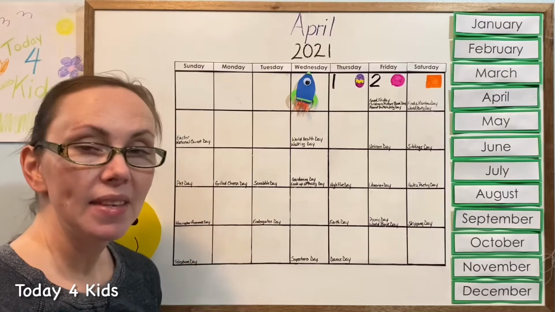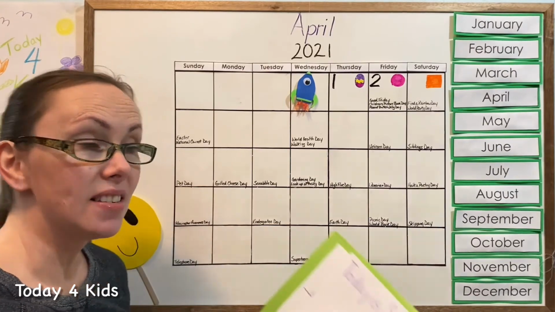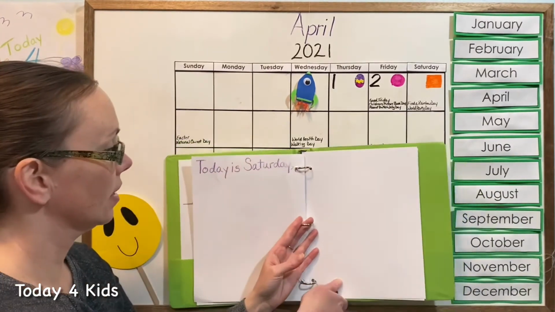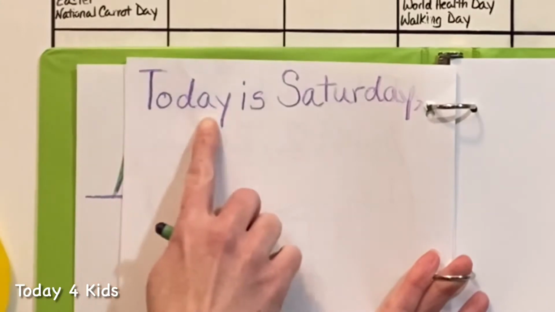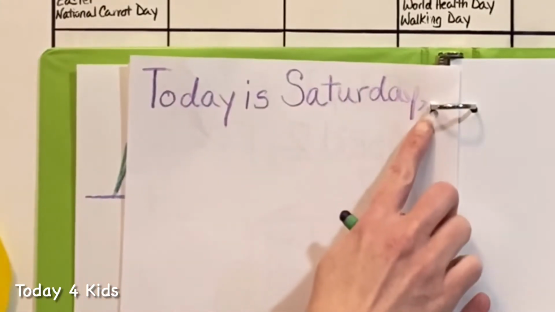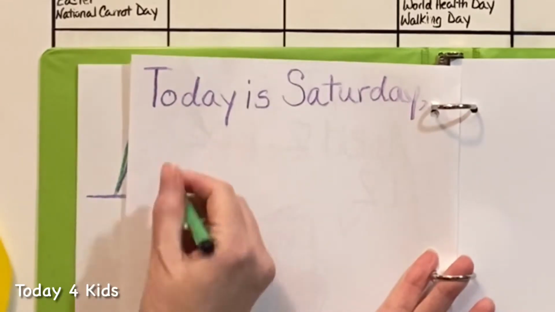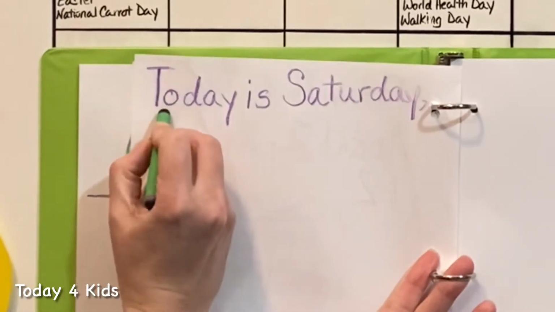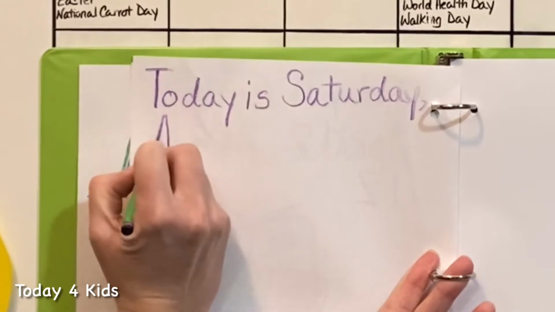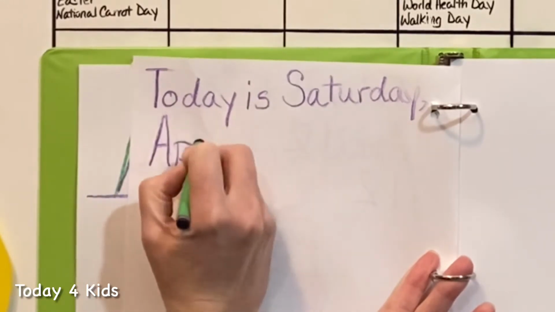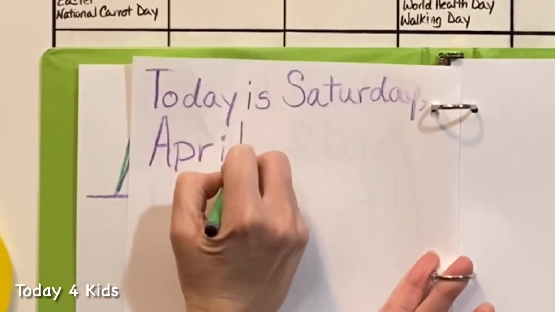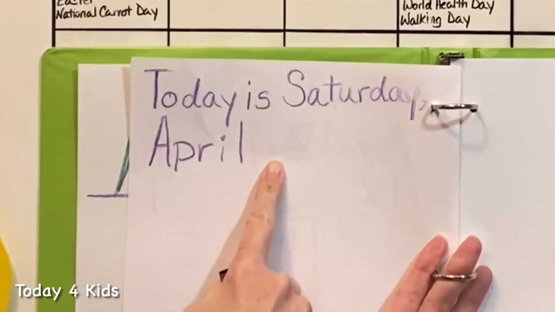April. Now we can put April into our sentence in our agenda. Today is Saturday, comma, and I've run out of room here, so I'm going to come down and go back to this side of the page, and then I'll put in April, capital A, because it's the name of our month, P-R-I-L.